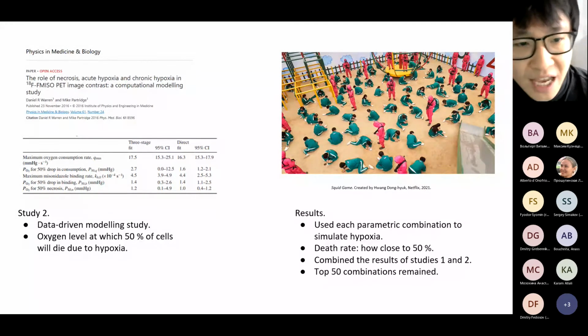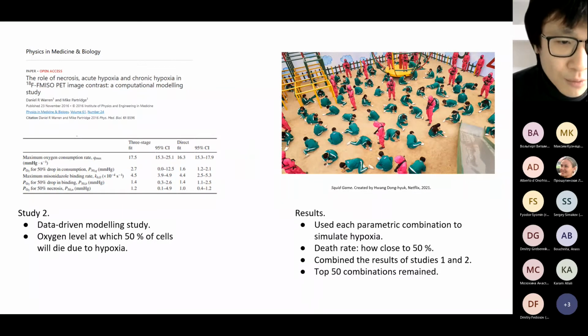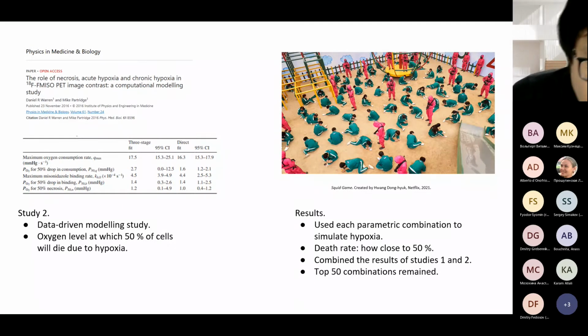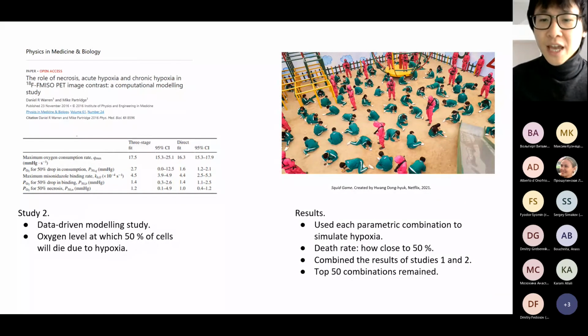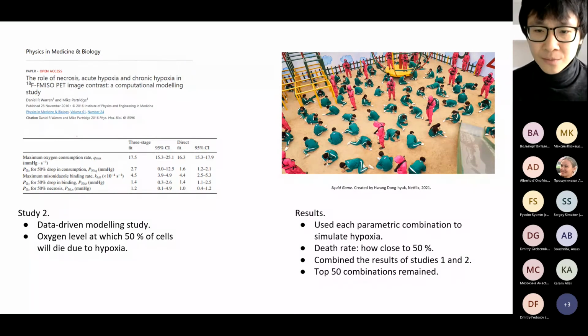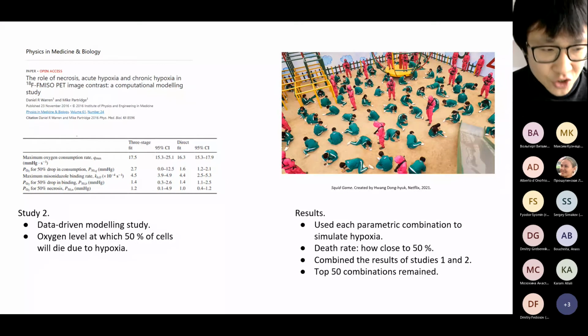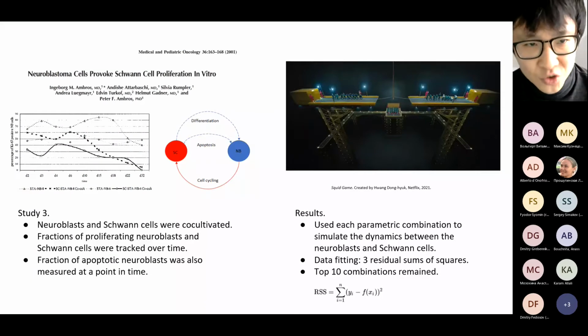This time, I used another modeling study as my source. They have done the hard work for me, and they did their own data fitting. And in the paper, the oxygen level at which 50% of cells would die because of hypoxia is reported. I used each of the 1,000 remaining combinations to simulate hypoxia, and the aim is to see how close the death rate is to 50%. Considering the 2 studies holistically, I eliminated most combinations and only 50 remained. And they entered the 3rd round.